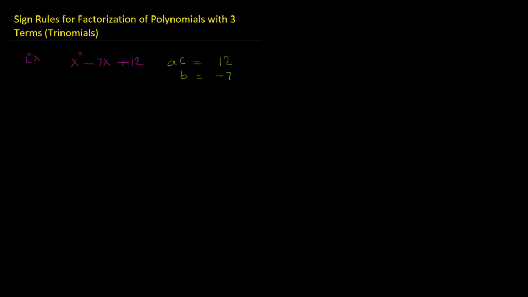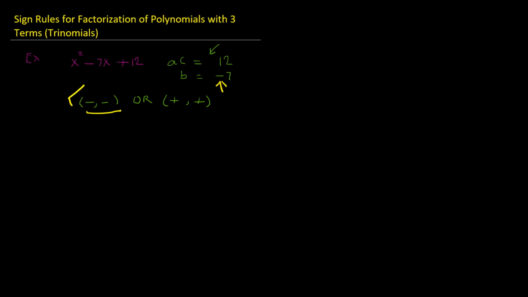Now if we multiply two numbers and get positive, it means our numbers could be both negative or both positive. So we are not sure. Now look at the sign of B. B has a negative sign, so both numbers will be negative, because only then can we add them and get a negative sign. So we have decided that. Now we only have to find the numbers.